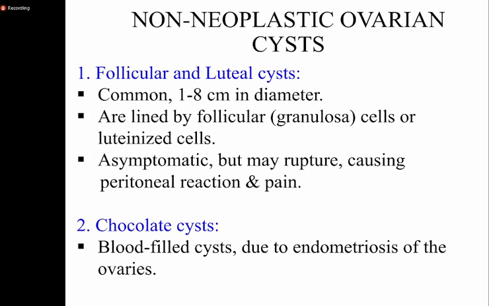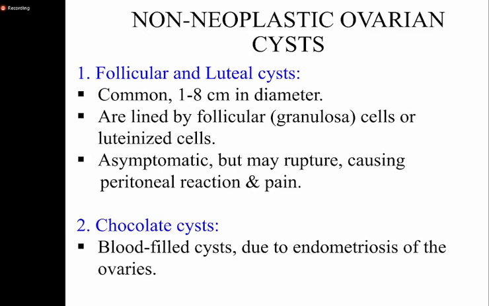When they are small, they are asymptomatic and tend to involute on their own, but they may rupture, causing a peritoneal, generally inflammatory reaction, bleeding, and pain. And then that's when we know they're there. And of course, if they're large, 8 centimeters, then it may even be a palpable ovarian mass.